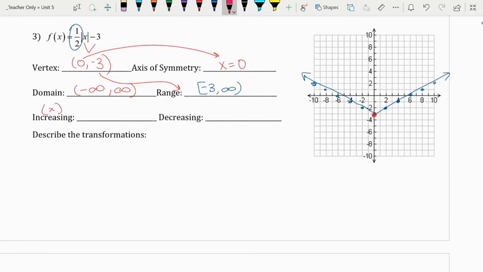Increasing and decreasing are our x values. To the left, we are decreasing. So that means negative infinity to our axis of symmetry, which is at 0, is going to be the decreasing, which means from 0 to infinity, it's going to be the increasing. Transformations, there's a vertical compression of 1/2, and you move down 3.